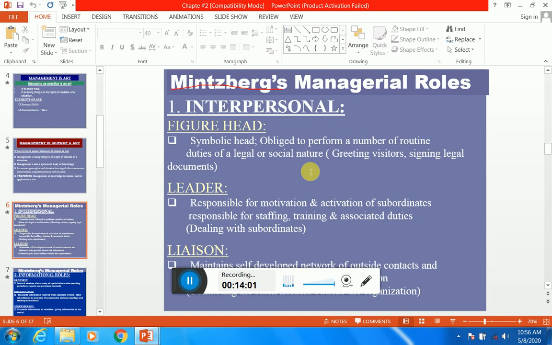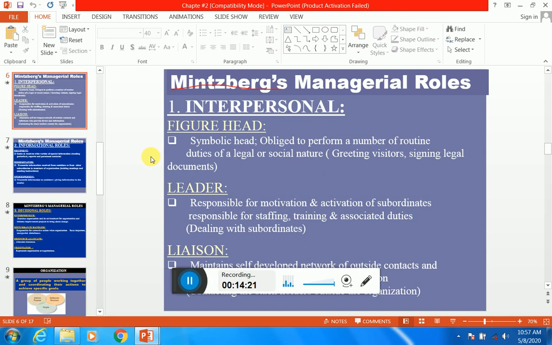What does it mean? A figurehead simply means the representative of the organization. Let's suppose, I would like to explain, different organizations invite people to a meeting or gathering. Definitely there will be a representative of the organization in the meeting. That representative is sometimes known as your figurehead. There are so many other examples as well.